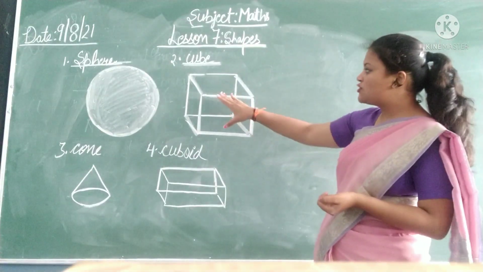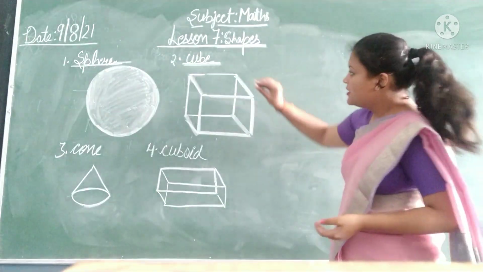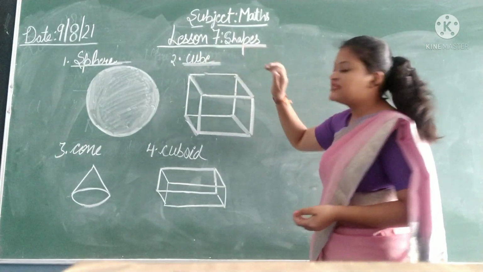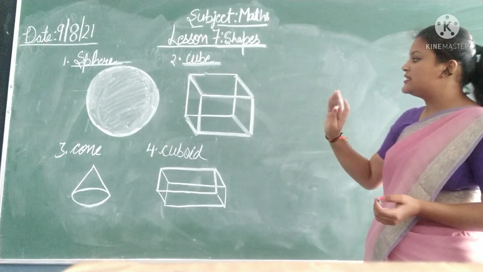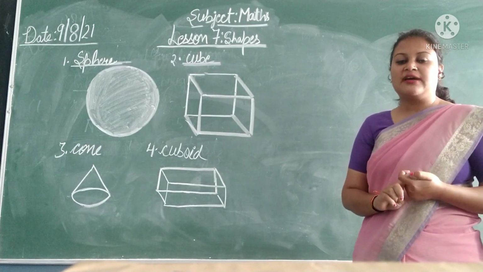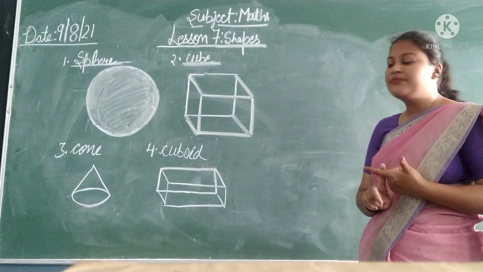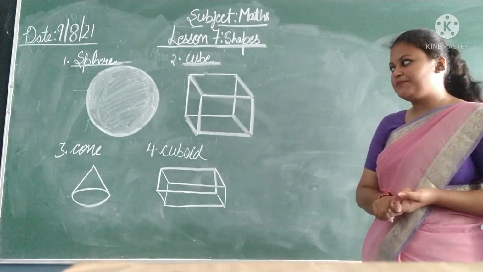Now for square, the 3D shape is cube. A cube has 6 faces. All its faces have the same length. As in a square we have studied the lengths are the same, here also the cube has the same length.